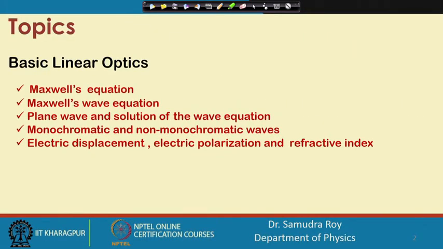In the first part, we would like to learn the basic linear optics as mentioned in these slides. We would like to learn Maxwell's equations, then Maxwell's wave equations. We will learn what a wave equation is, and then the plane wave and the solution of this wave equation. The plane wave is a very important thing, and we need to know what the plane wave actually means. Then monochromatic and non-monochromatic waves, and finally electric displacement, electric polarization and refractive index. These are the few things that we would like to learn in this basic course.